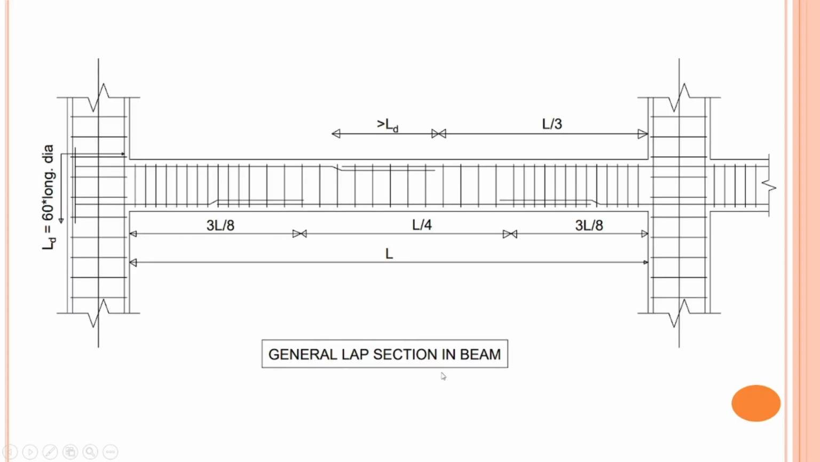And this is the general lap section, for the code you have to present here, because Ld at the middle joint is greater than Ld. The joint as lap was taken at L by 3 from the left side or the right side like this. You have talked like this.